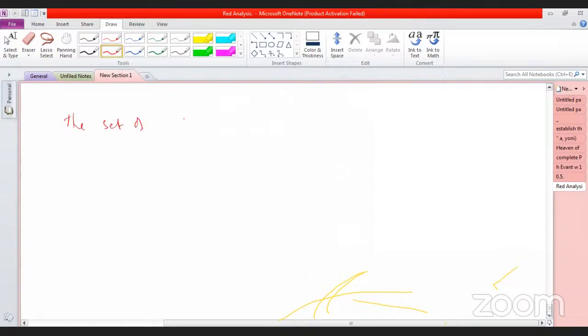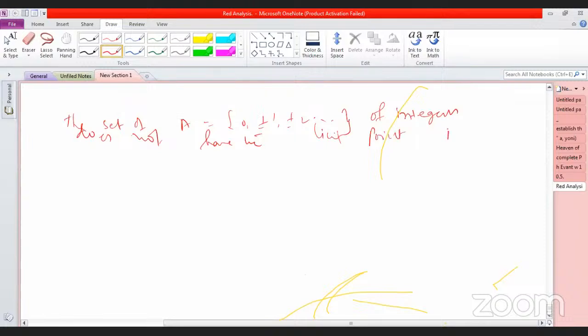The set A is equal to 0, plus or minus 1, plus or minus 2, and so on, of integers, does not have a limit point. If x belongs to A, then we can find x belongs to (x minus r, x plus r). We said this earlier about the limit point of x belongs to (x minus r, x plus r).